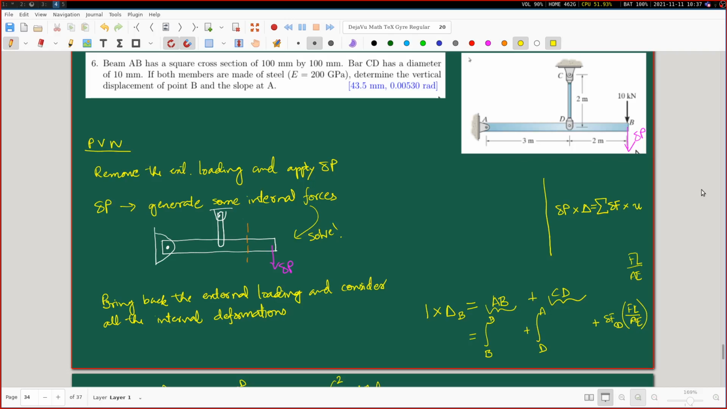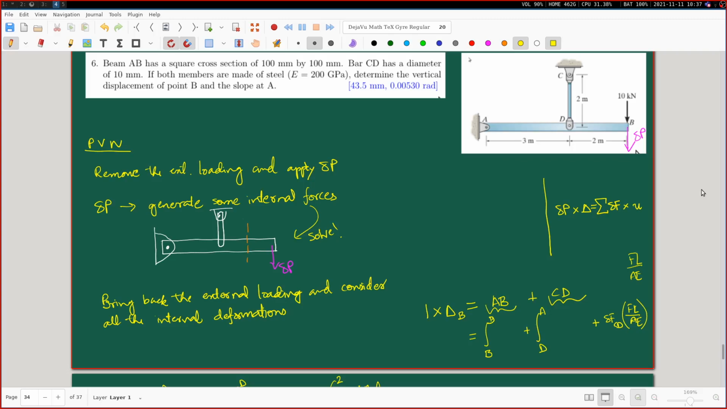So what I want to do is to find the deflection of point B with respect to point D. It would be simply like a cantilever beam, like PL cubed by 3EI. For that, I will add the deflection of rod CD due to its axial load.